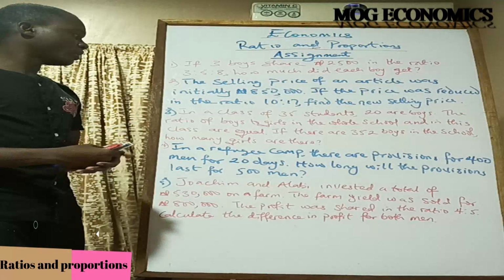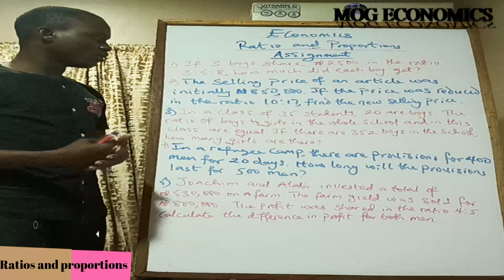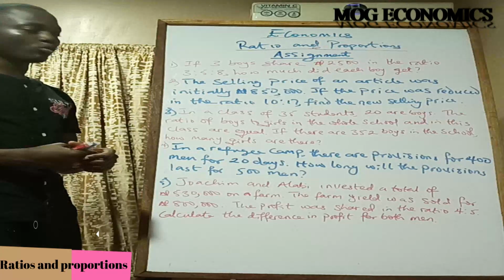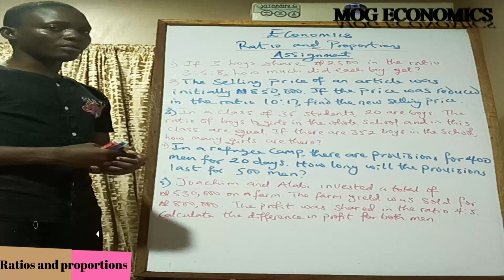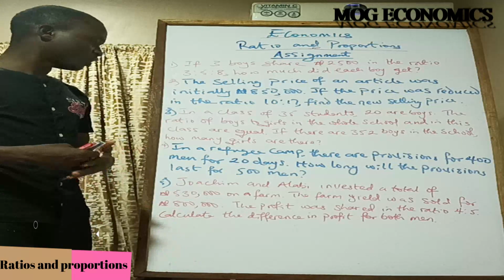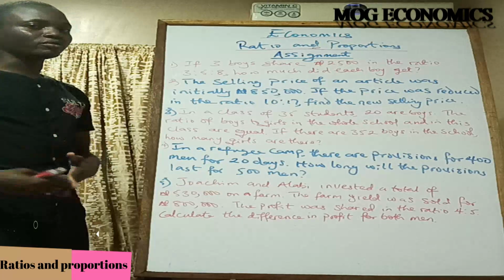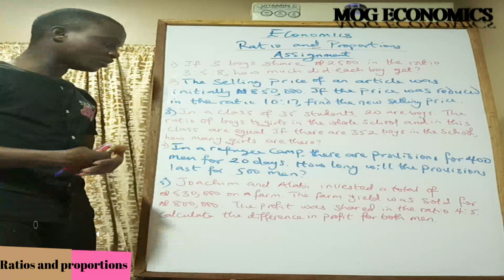Okay. Number three, in a class of 35 students, 20 are boys. Now, the ratio of boys to girls in the whole school and in this class are equal. So, if there are 352 boys in the school, how many girls are there? Now, four, in a refugee camp, there are provisions for 400 men for 20 days. How long will the provisions last for 500 men? So, your answers here will be in days, right? So, make sure that you include it.